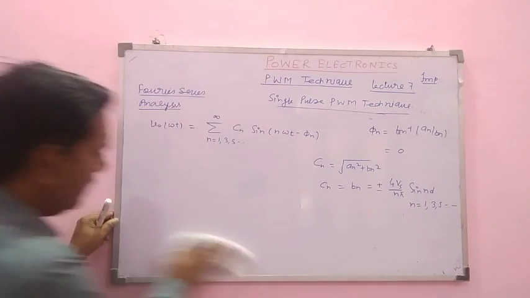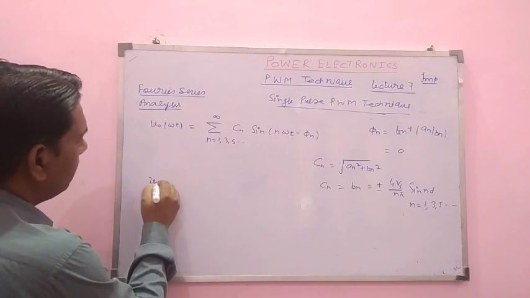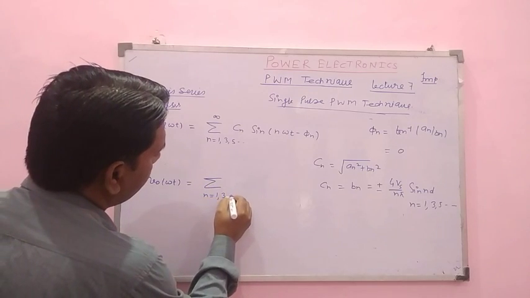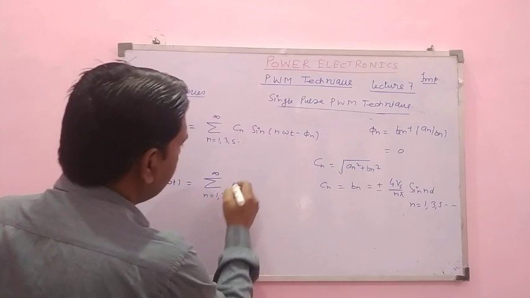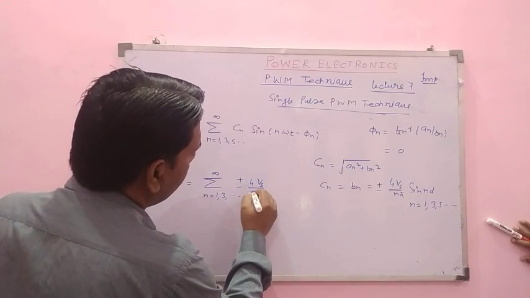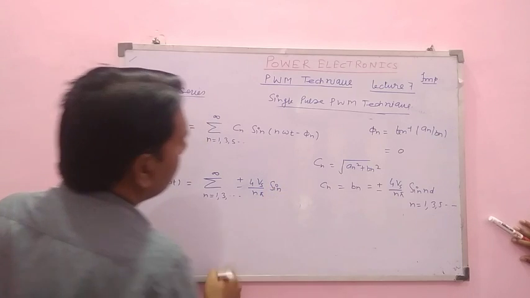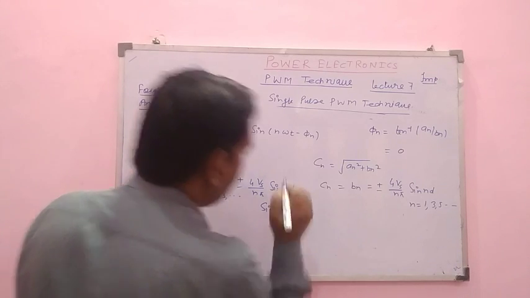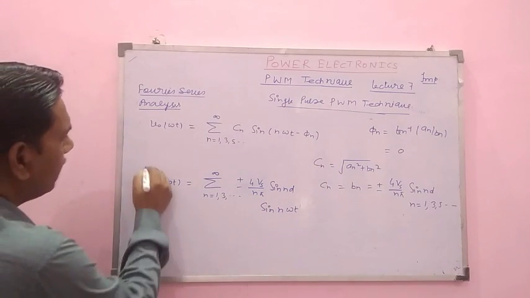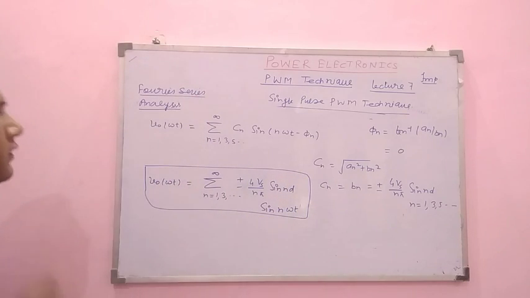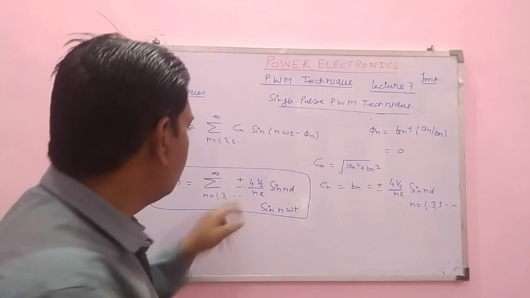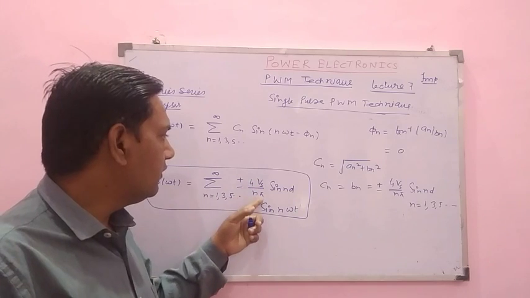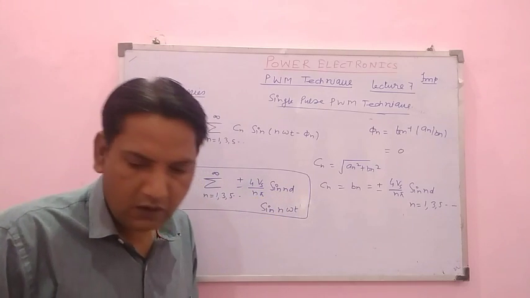So we can write that V naught as a function of omega t will be equal to summation n is equal to 1, 3 up to infinite, Cn is Bn, that is plus minus 4Vs upon n pi sin n d into sin n omega t. Okay, so this is the final expression for Fourier series. That is V naught omega t is equal to summation n is equal to 1, 3, 5 up to infinite, that is for odd numbers of n, plus minus 4Vs upon n pi sin n d into sin n omega t.